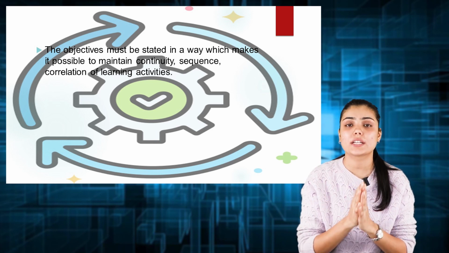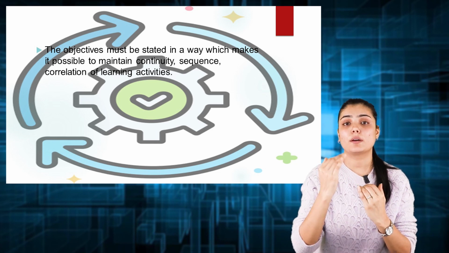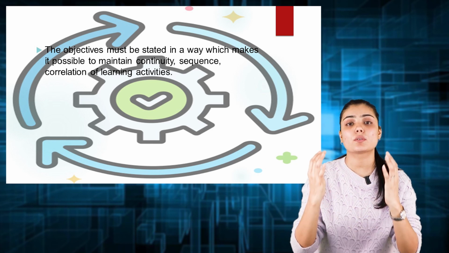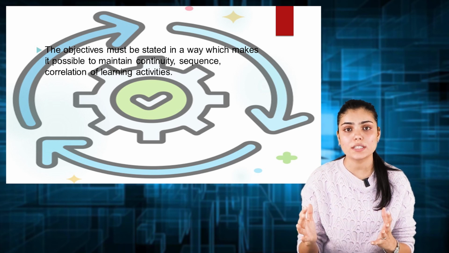Alright, so when we state objectives, there are certain criteria that we have to keep in mind, right? The objective must be a motivating factor for the teachers and the students as well. The objectives of different units or different topics must make sure that they contribute to the overall development of the student. Objectives must be stated in the form of changes in the behavior that is to be seen in the individual. And objectives must be stated in a way which maintains a continuity or sequence and correlation of various teaching learning activities. Alright? So these are the various criteria to keep in mind while formulating objectives.